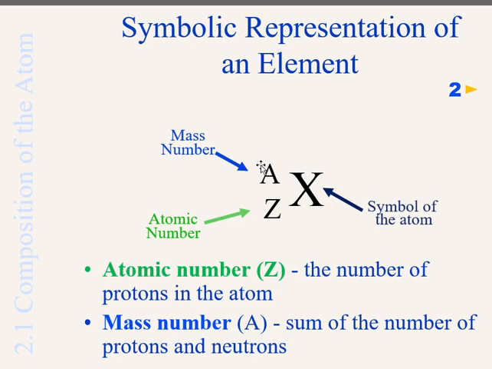Mass number is given the abbreviation uppercase A, and the atomic number is given the abbreviation uppercase Z. Be very careful here. You want to place the mass number on the top and the atomic number on the bottom before you write the chemical symbol for that particular element.